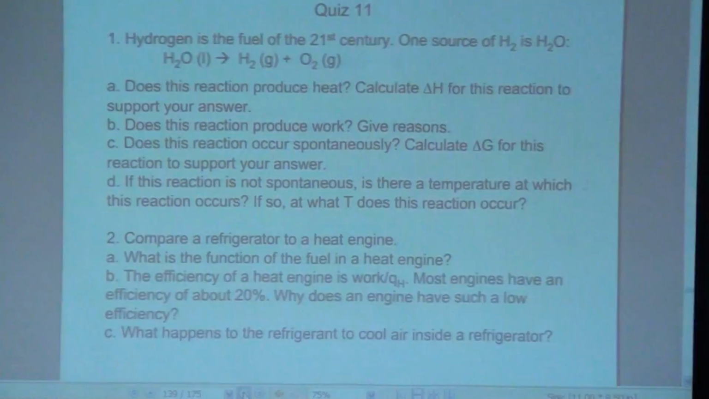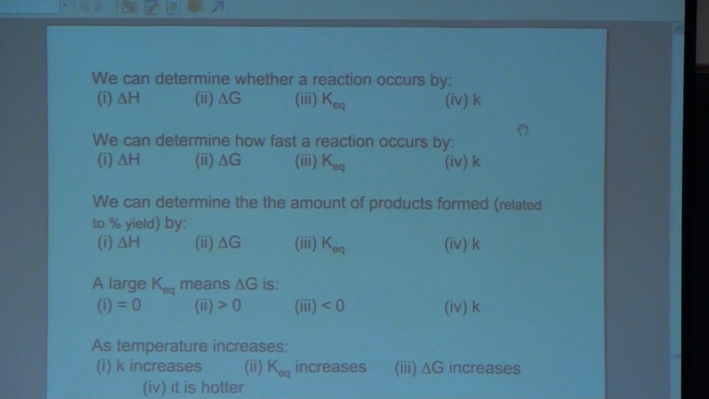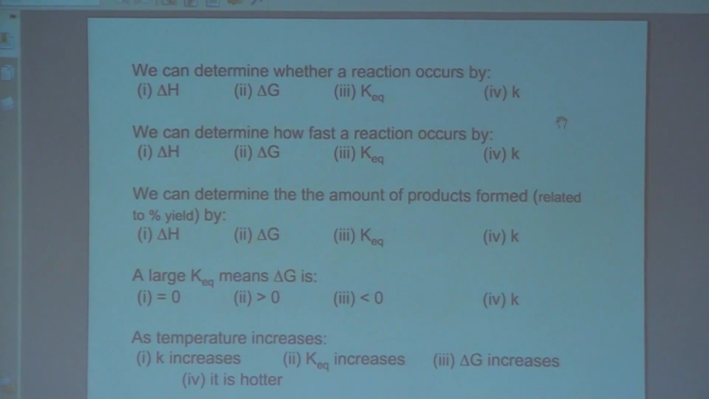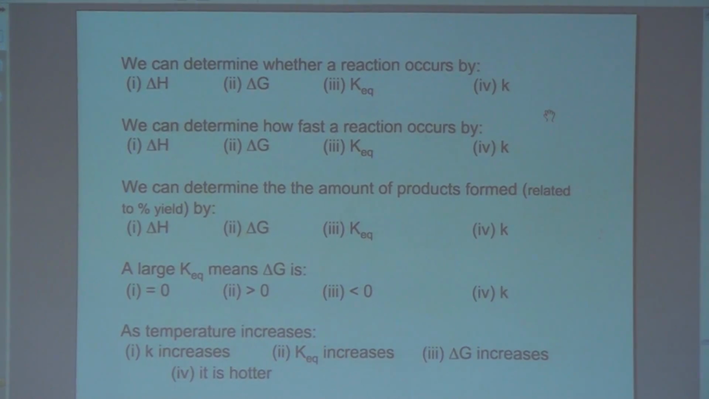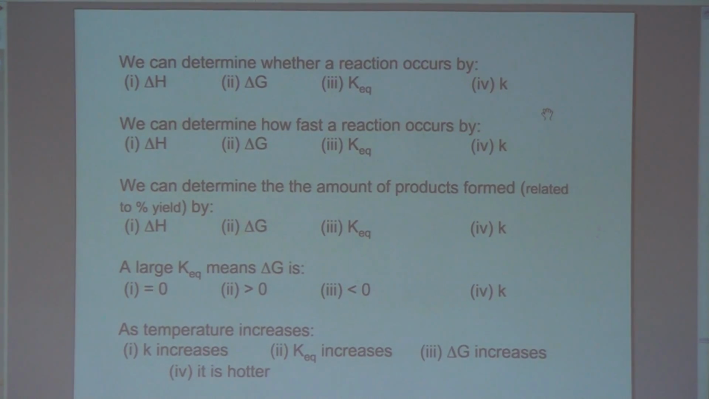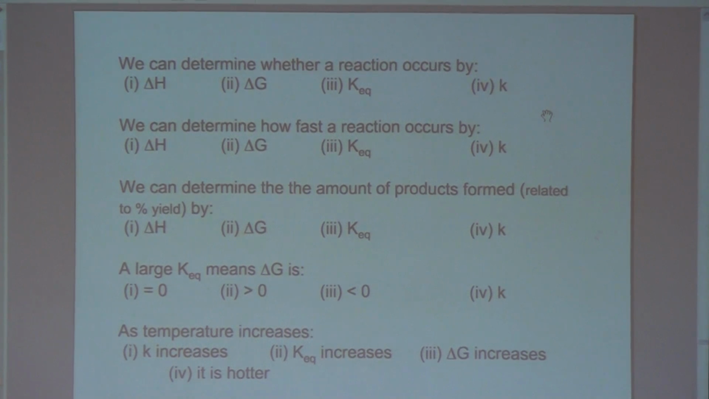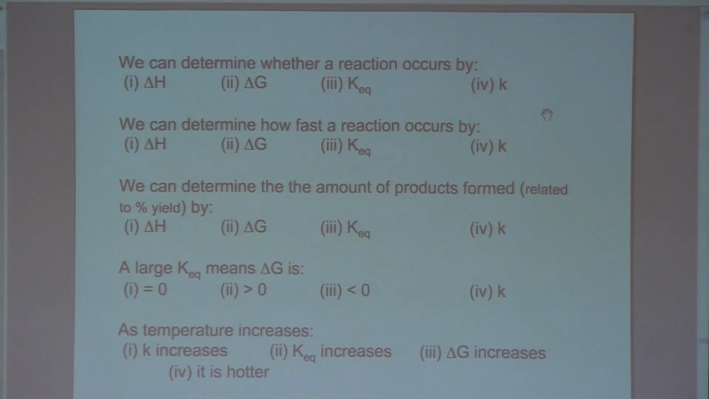So let's actually review. The exam will cover equilibrium and thermodynamics. Now note that when we looked at energy and chemical reactions, that not only refers to thermodynamics, whether a reaction occurs, but how fast or how slow a reaction occurs. Let's answer this first question. We can determine whether a reaction occurs by which quantity: delta H, delta G, KEQ, or lowercase k?